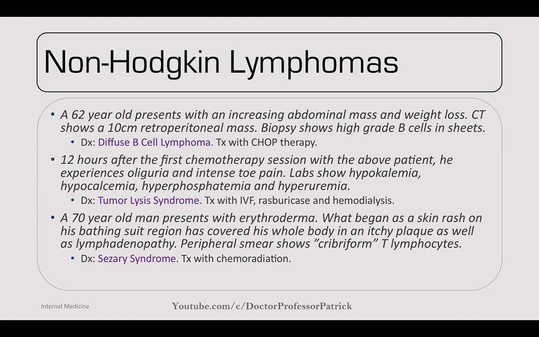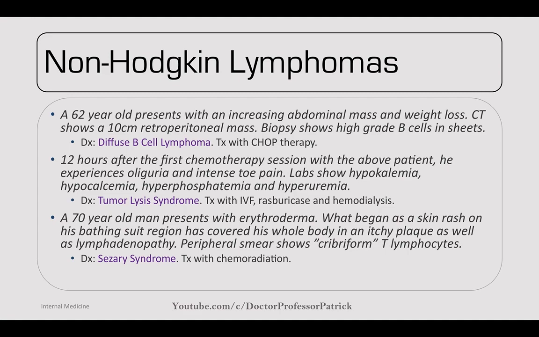For non-Hodgkin's lymphomas, a 62-year-old presents with increasing abdominal pain and weight loss. CT shows a 10 centimeter retroperitoneal mass. Biopsy shows high-grade B cells in sheets. So this is a diffuse large B-cell lymphoma, and you want to treat it with the CHOP chemotherapy regimen.